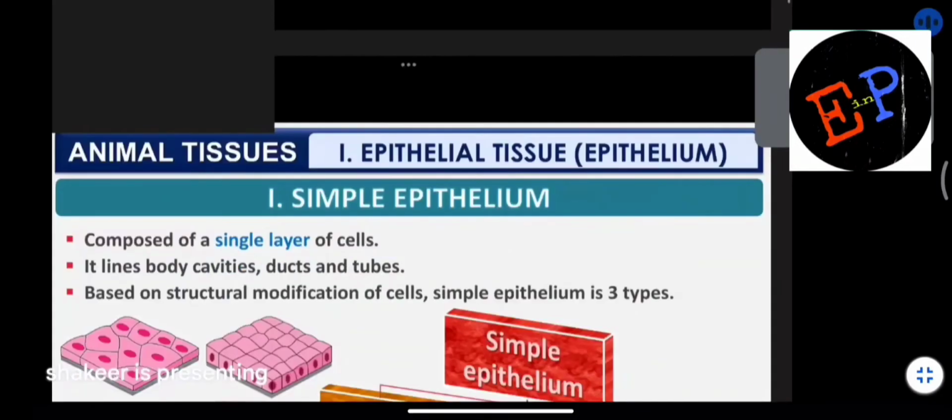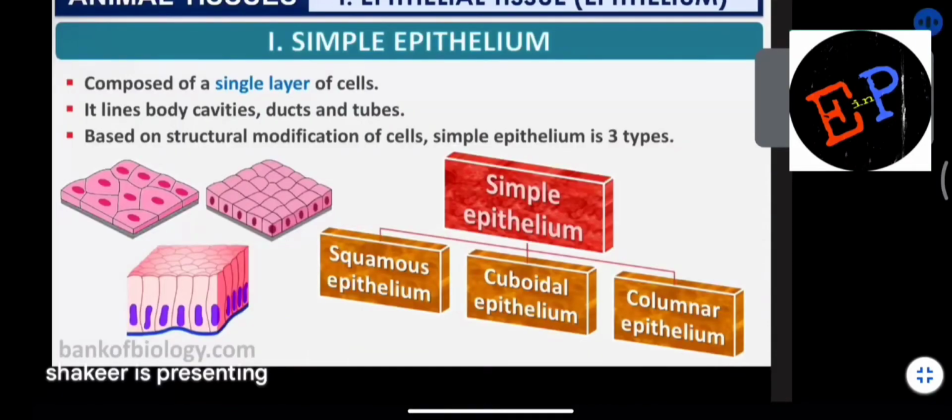So then again, this epithelium we have divided into two types now. One is simple, another one is compound. Simple epithelium again I can divide into three types. What are they? One is squamous epithelium, second one is called cuboidal epithelium, and the third one is called columnar epithelium. Based on the size, shape and arrangement, simple epithelium, that is single layered cells, we can divide into three types: squamous, cuboidal, and columnar.